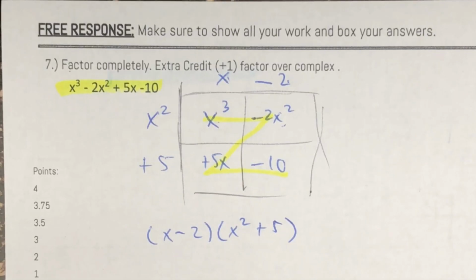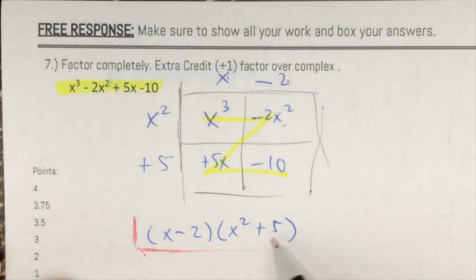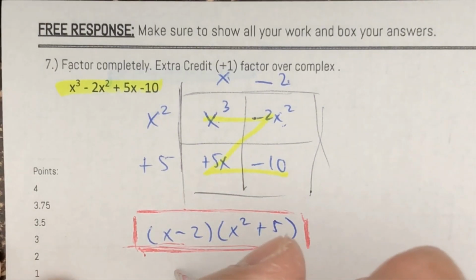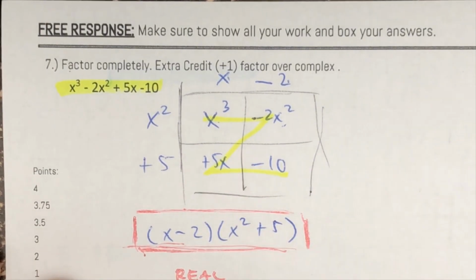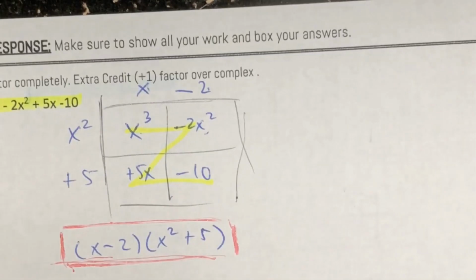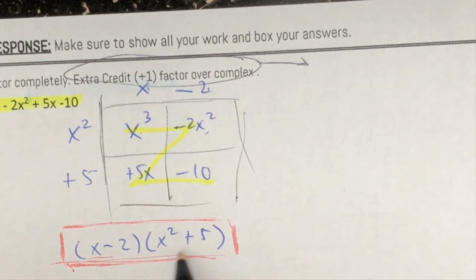Let's find a color. How about red? Okay, so this is called factoring over the reals, because all of these are real numbers. Now, if you wanted the extra credit, you would have to have done the x squared plus 5.